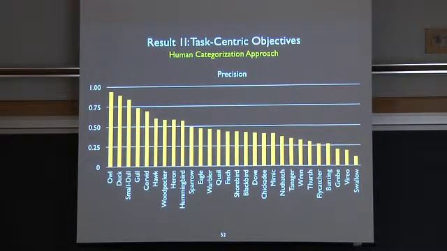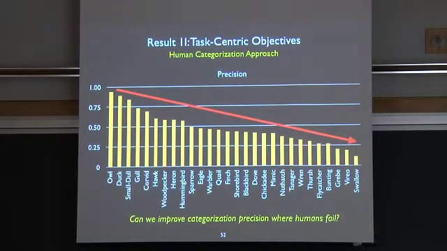The other thing we're interested in is how accurately people are able to categorize the birds. So we have ground truth data, so we're able to measure for each type of category how precise or accurate people were in categorizing the bird images. And you can see that for some of the more unfamiliar species, people are doing very poorly. So the question is whether we can improve this precision where humans actually fail.